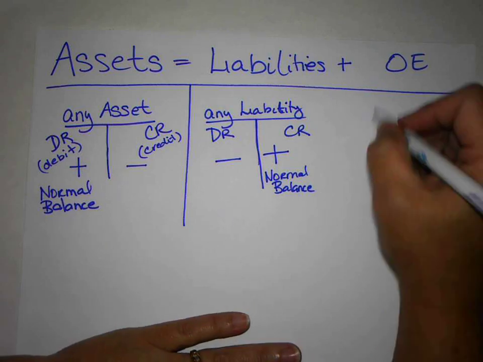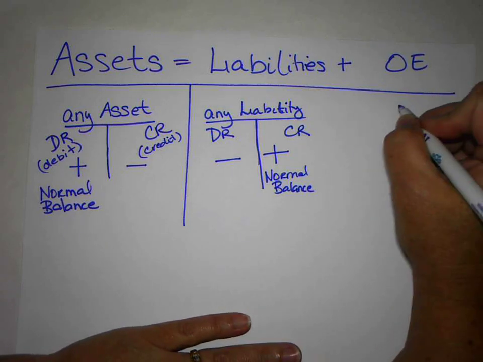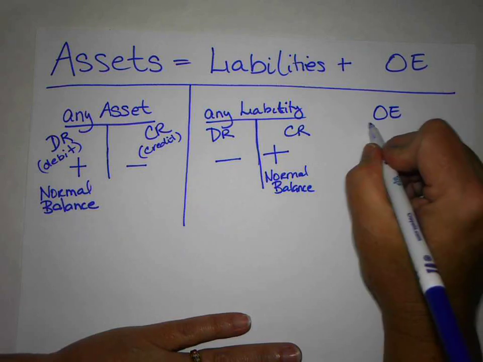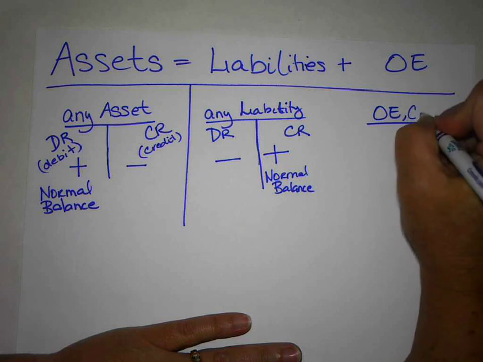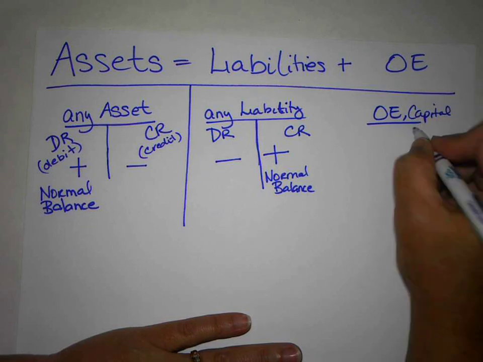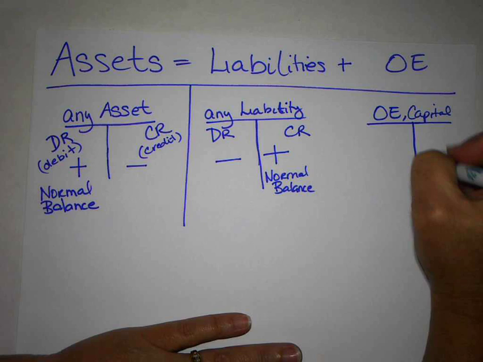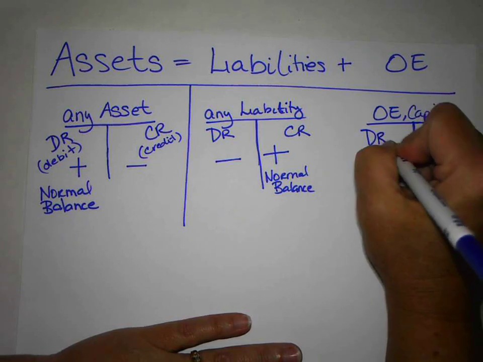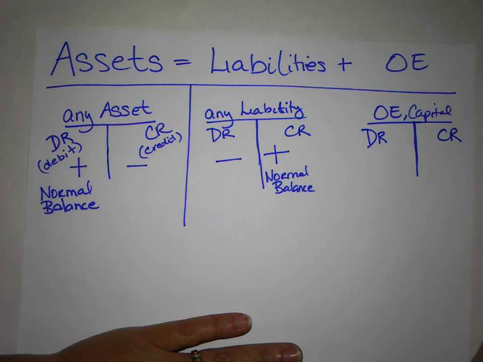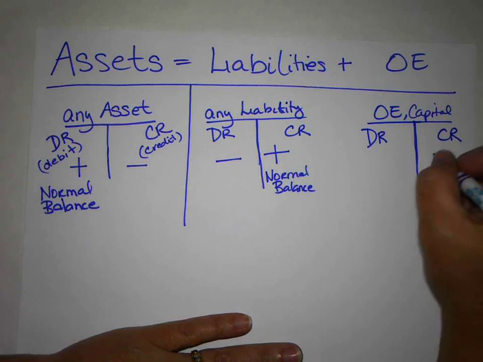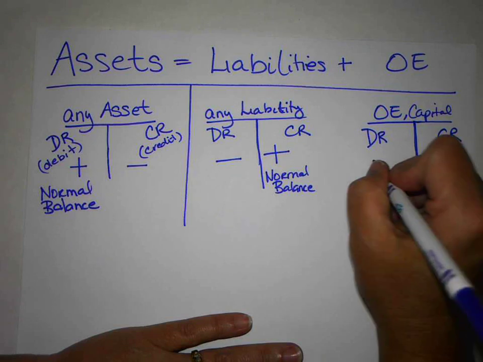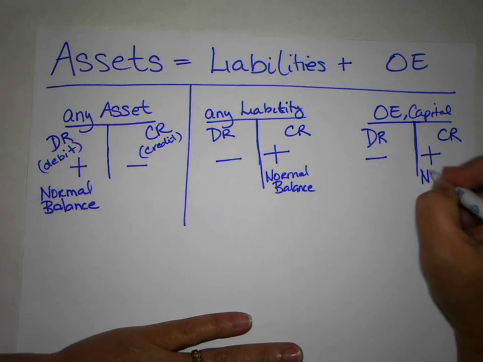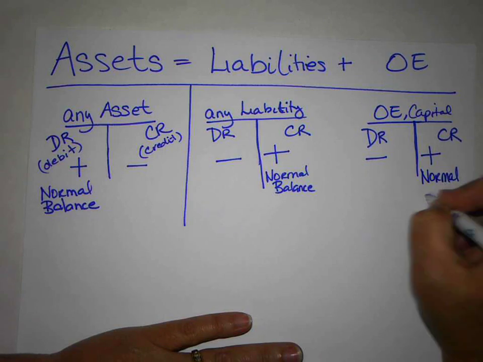Okay, for owner's equity, and this could be capital as well. But we have lots of other things going on over here besides just capital. Debit on the left, credit on the right. That never changes. But it increases on the credit side, decreases on the debit side. So this is the normal balance side.